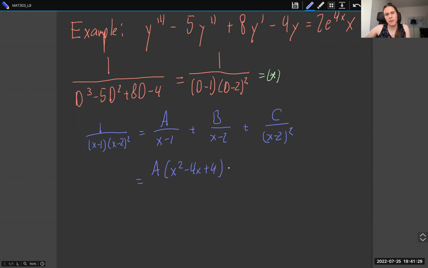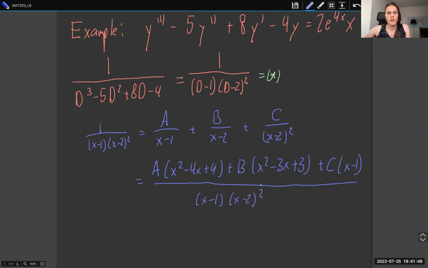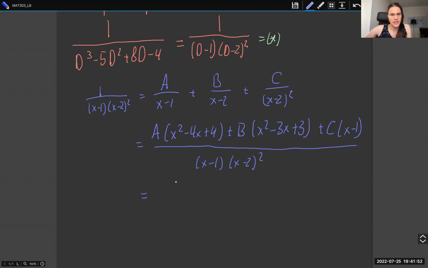Then b we multiply by x minus 1 and x minus 2, and the product is going to be x squared minus 3x plus 3. And then we're going to get c, and we're multiplying this by x minus 1. And if we rearrange this, what we get is a plus b x squared plus minus 4a minus 3b plus c x, and then plus 4a plus 2b minus c.